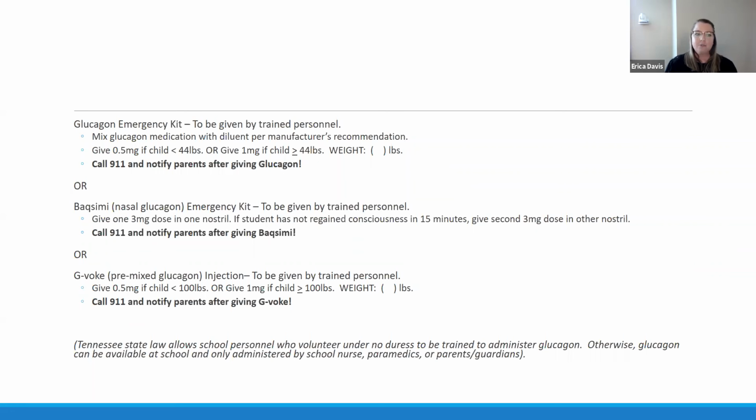You're still mainly going to be seeing that glucagon emergency kit, which is what we've been using for years. And so with that, you'll notice that each hypoglycemia emergency treatment has a little bit different instructions. So just make sure that you're following those instructions for weight. That's why we put weight there, because it does affect the dose, especially for glucagon, and then Gvoke at the bottom as well. So we know that glucagon is made by a company named Lilly.